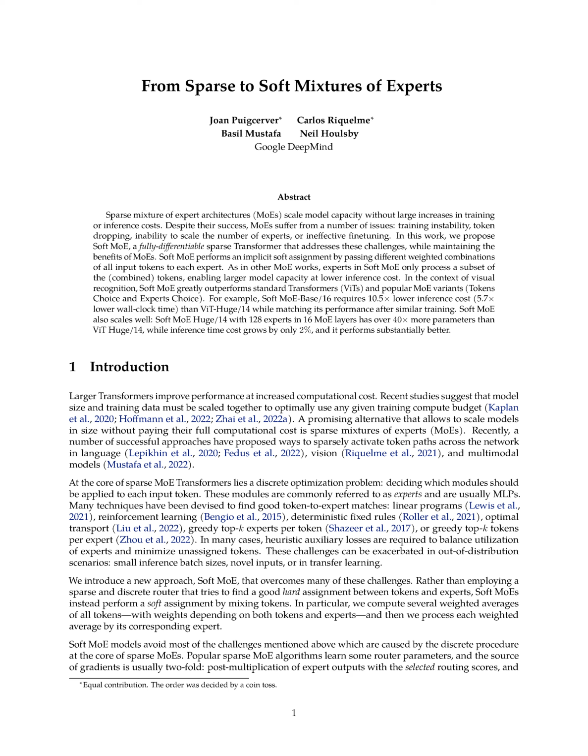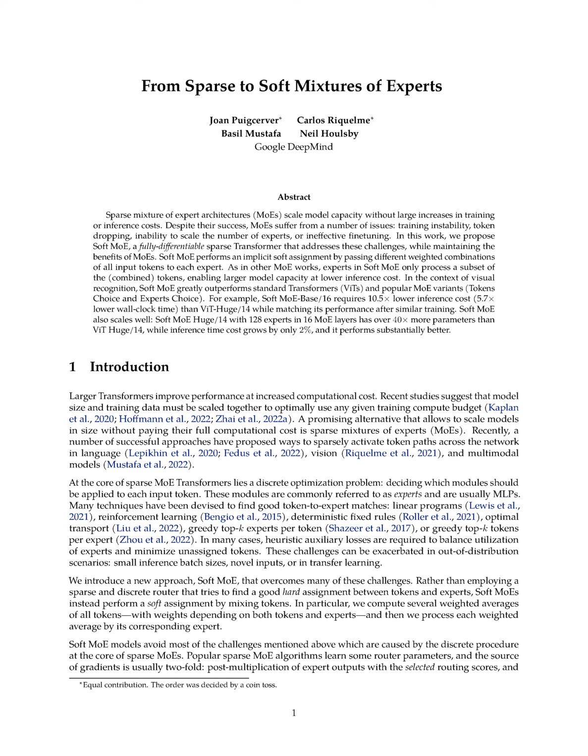Instead of using a sparse and discrete router to assign tokens to experts, soft MOEs perform a soft assignment by mixing tokens. Specifically, we calculate several weighted averages of all tokens, with the weights depending on both the tokens and the experts. Each weighted average is then processed by its corresponding expert. Soft MOE models avoid many of the challenges associated with the discrete procedure at the heart of sparse MOEs.